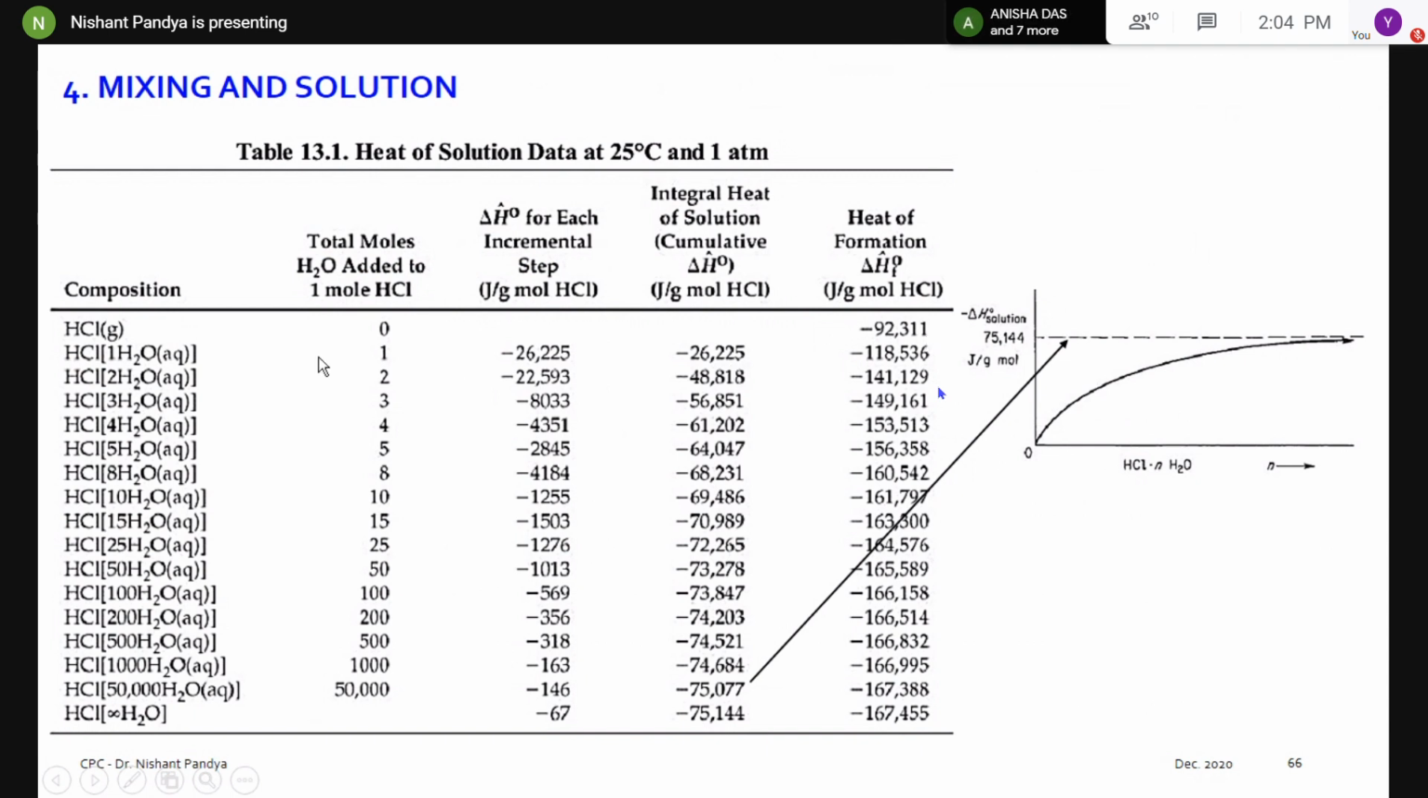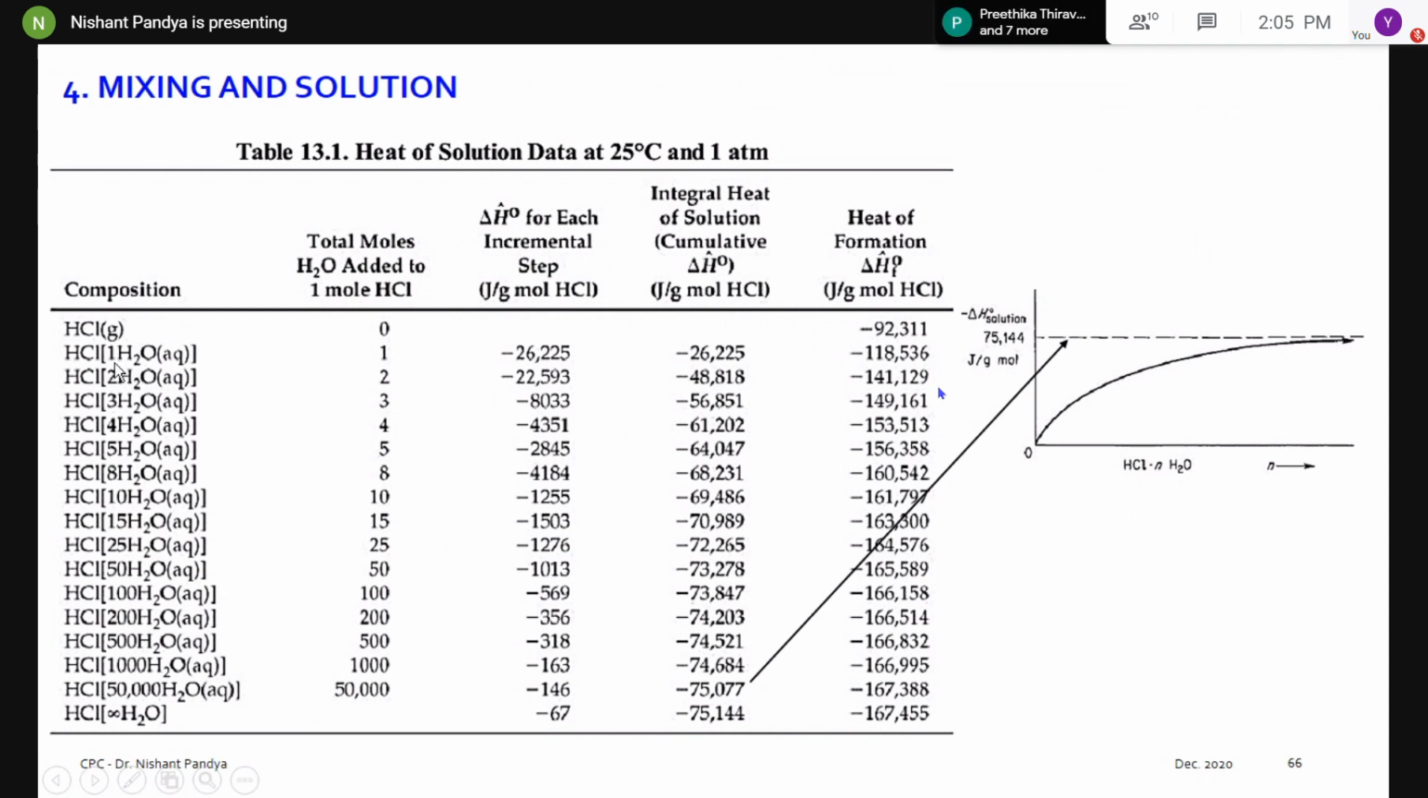Now, if you add 1 mole of water to it, so you have 1 mole of HCl and 1 mole of water, and you mix them together, then the total heat of solution is this much, given by this one. And this is the integral heat of solution. So the first part, the heat of solution, is this 75,000, and then on this x-axis they have shown that if you put n moles of water inside, this heat of solution will keep on increasing, and at one point it will stabilize. Because now, let me show you the two extreme cases.